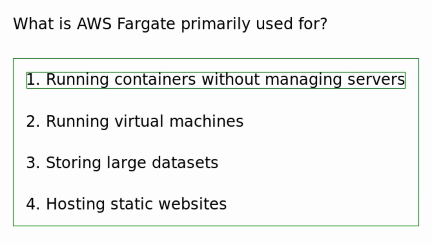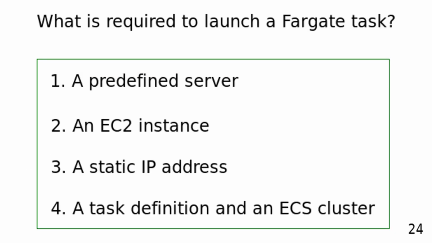AWS Fargate allows users to run containers without having to manage the underlying infrastructure. What is required to launch a Fargate task? A predefined server. An EC2 instance. A static IP address. A task definition and an ECS cluster.